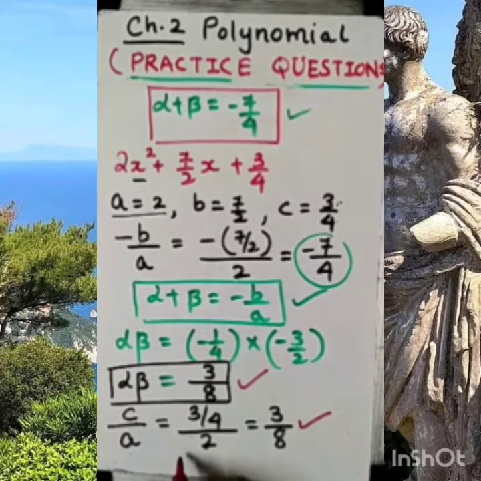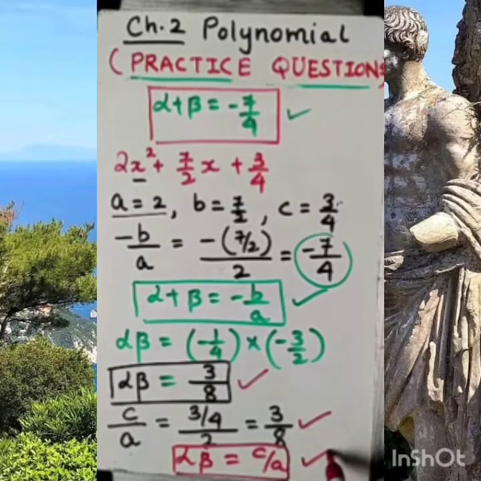So it satisfies alpha beta, the product of the two zeros, which is coming 3 by 8. This is complete. It shows the relationship of the coefficients with their zeros. So this is the complete solution of this question, which is quite easy and interesting also. I hope you like that.